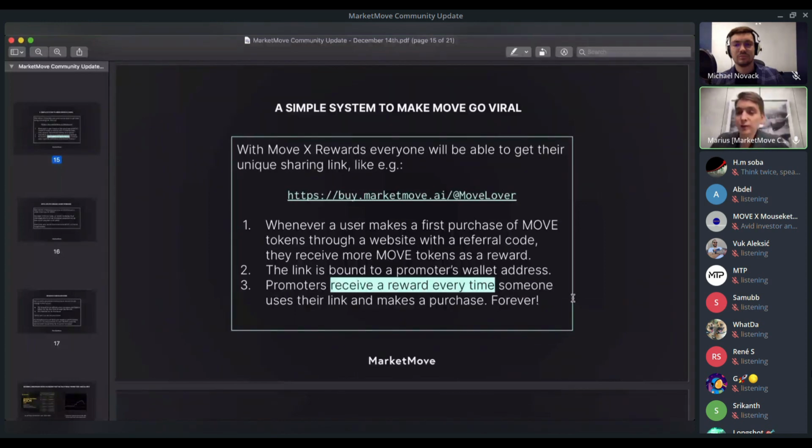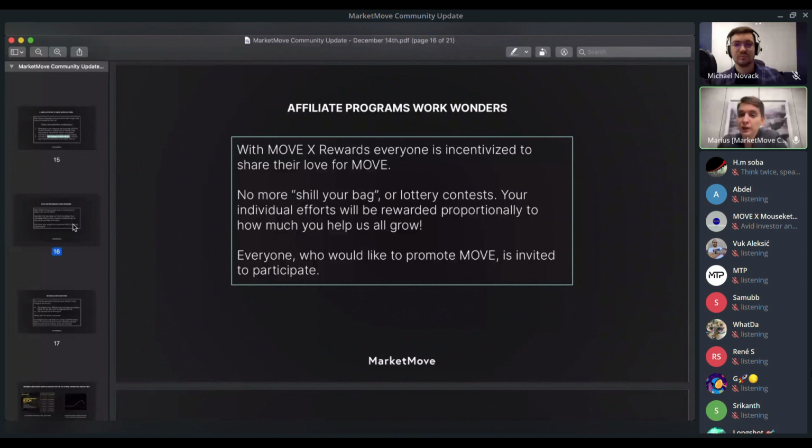You're going to get paid every time people start investing in Move from your referral. So every time a user makes the first purchase of the Move tokens using our website with your referral code, you are going to receive a reward, and the user will also receive a reward. I'm sure you know this from the promo code. Influencers have this all the time. If they promote a product, they're going to get a reward, and you are also going to have a discount on a product or something like this.